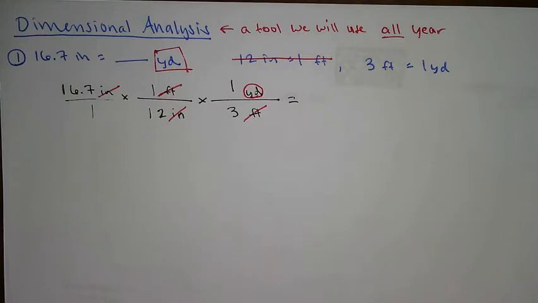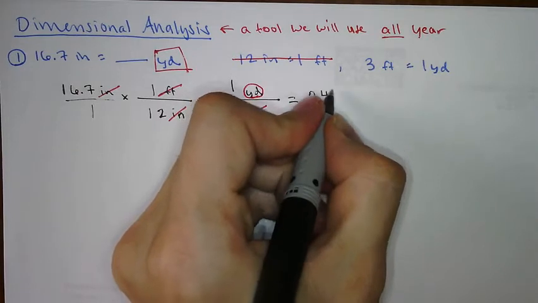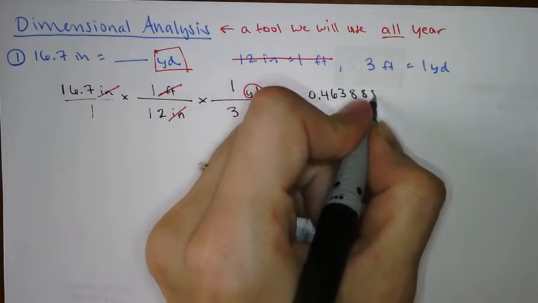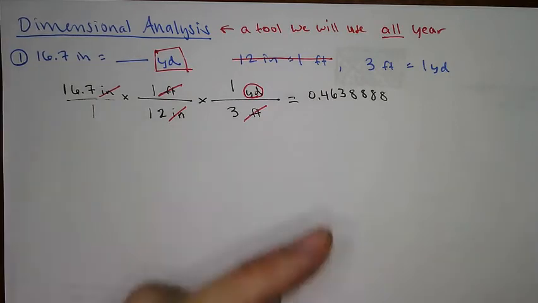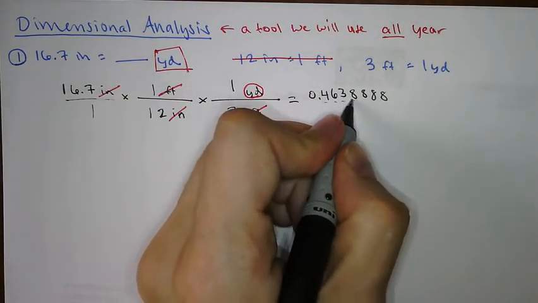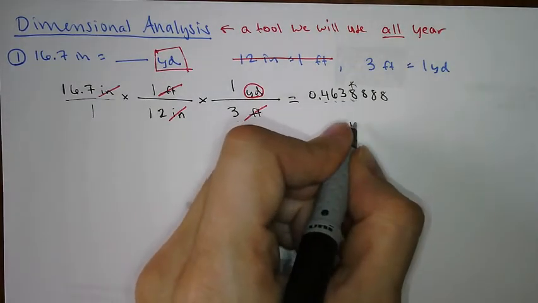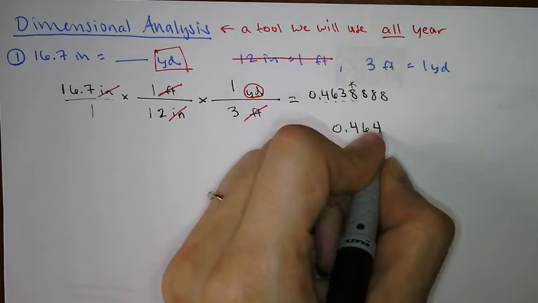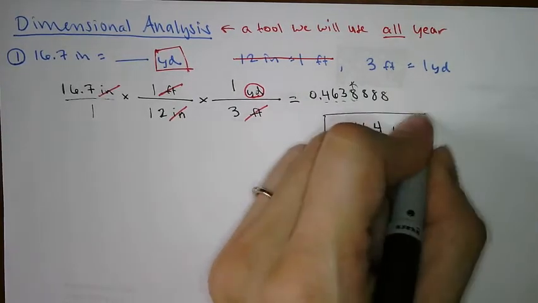16.7 divided by 12 divided by 3. I welcome you to plug that into your calculator. So pause me really fast if you have your calculator on hand. Unrounded, I get 0.463 and then a whole bunch of 8s. Okay. But I only get 3 significant figures. 1, 2, 3. The 8's going to round up. So my final answer would be 0.464. And then my unit would be yards. That would be my final answer there.